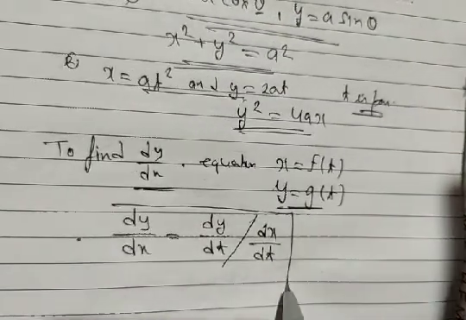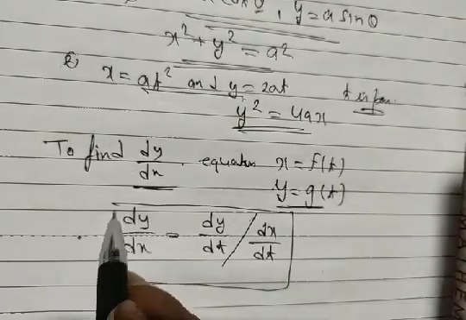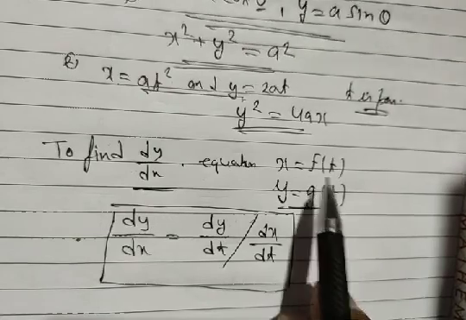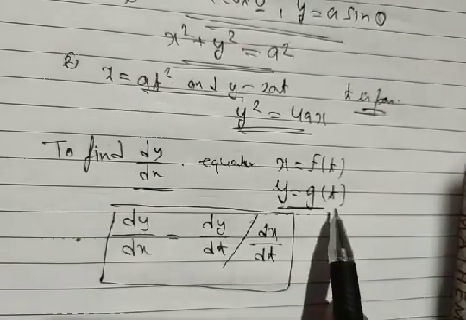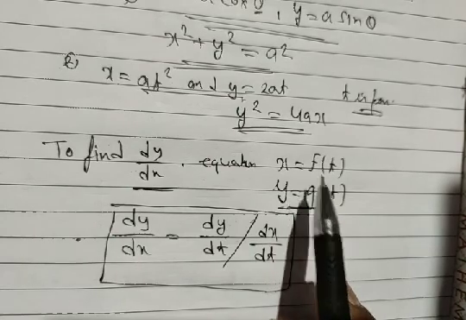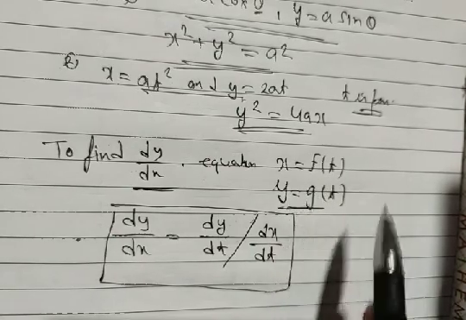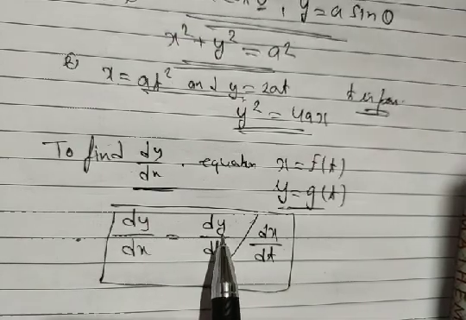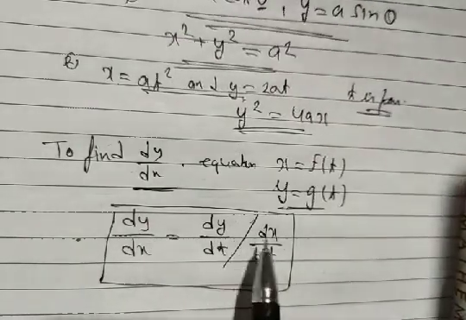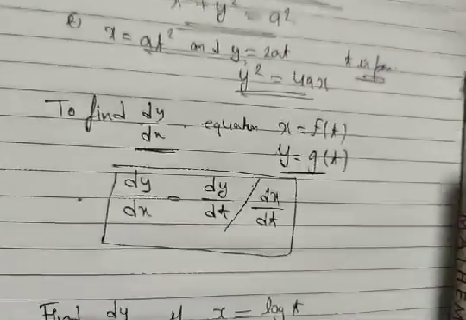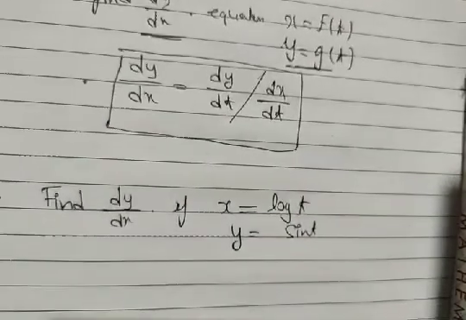To get the derivative of a function which is in parametric form, how do we do it? To get dy dx, we first find the derivative of y with respect to the parameter. Then we find the derivative of x with respect to the parameter. Then to get dy dx, we take dy dt divided by dx dt. Now we are going to start with some examples.